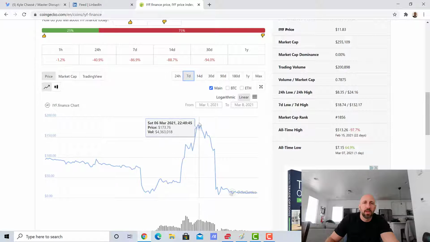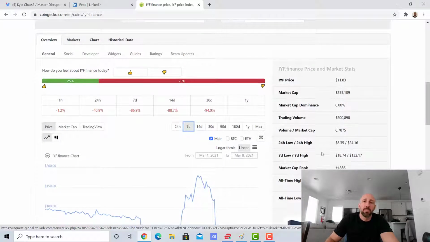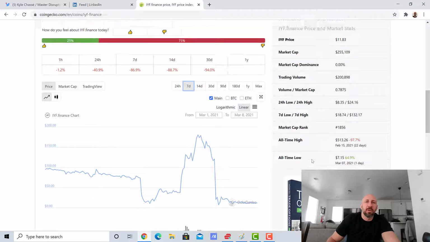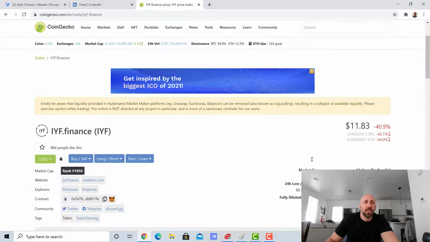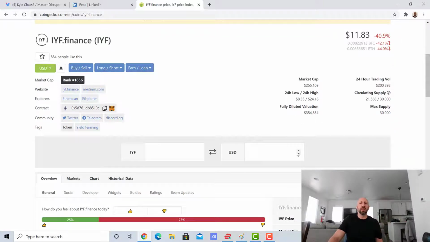From $173 down to $11. So that sucks for people who are in it. But apparently this guy, the creator or whatnot, was the only one with access to the supply of the tokens. So he's the only one who could have dumped it. So I think the creator just dumped. Again, I don't know a lot about this one because I just saw it dump.